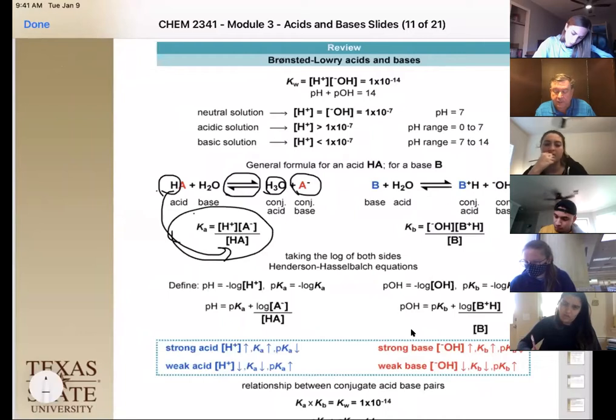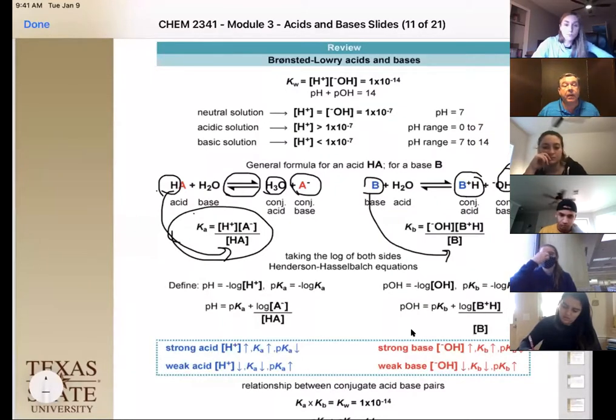We can actually measure the base strength of it by looking at the hydroxide ion concentration, the conjugate acid concentration divided by the base concentration here. And that will give us the same scale of 1 to 14, but that's how strong the base is.